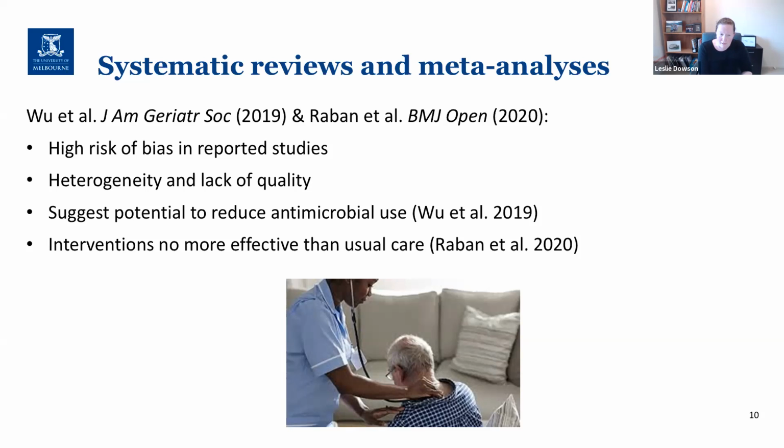The Wu group, who are from Canada, did conclude that there is potential to reduce antimicrobial use in aged care, which is great. The Raban group, which is actually from Australia at Macquarie University, called it a bit more straight down the line. They weren't wrong, but they said that interventions showed to be no more effective than usual care. So it's kind of still a clean slate after all these years of work.